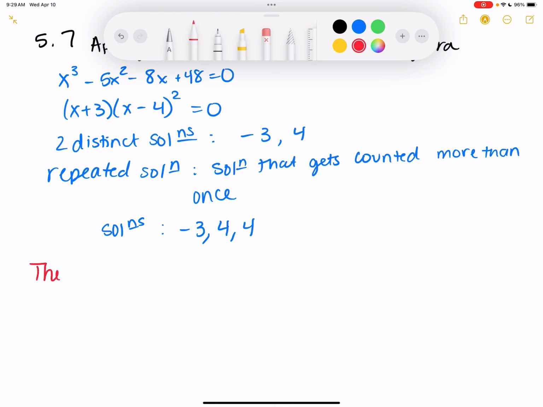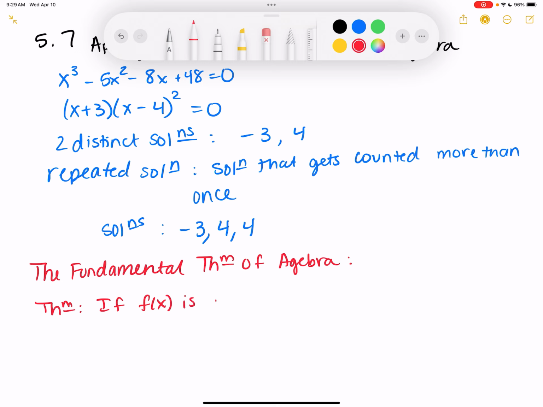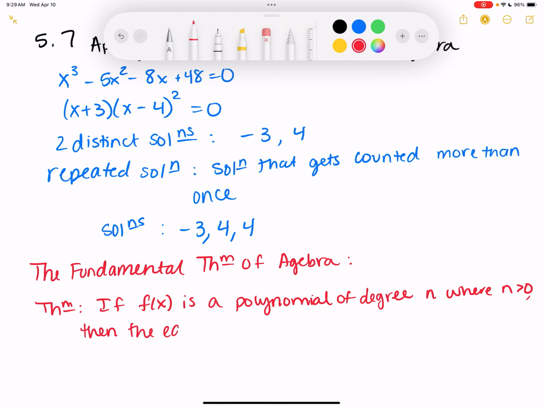All right, so the fundamental theorem of algebra. The theorem itself says if f of x is a polynomial of degree n, where n is greater than 0, then the equation f of x equals 0 has at least one solution in the set of complex numbers.